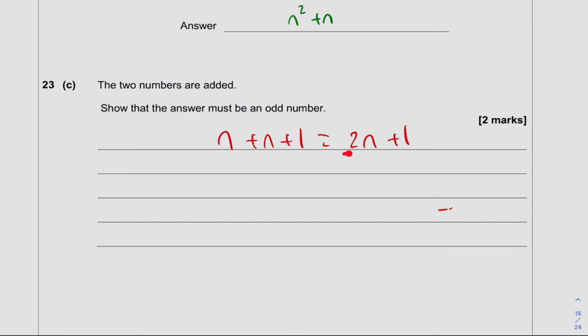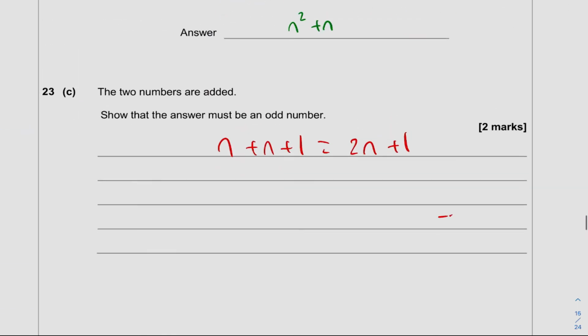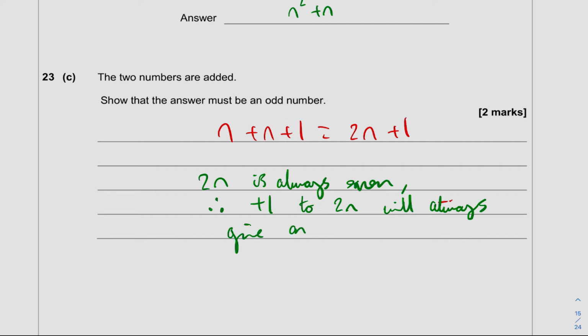Now any number multiplied by 2 will always give an even number, so this is always even, and then if we add 1 to any even number it will become odd. So we need to just put that in some kind of words for the examiner. So we can say 2n is always even, therefore adding 1 to 2n will always give an odd number, and that should be enough for 2 marks in the exam.